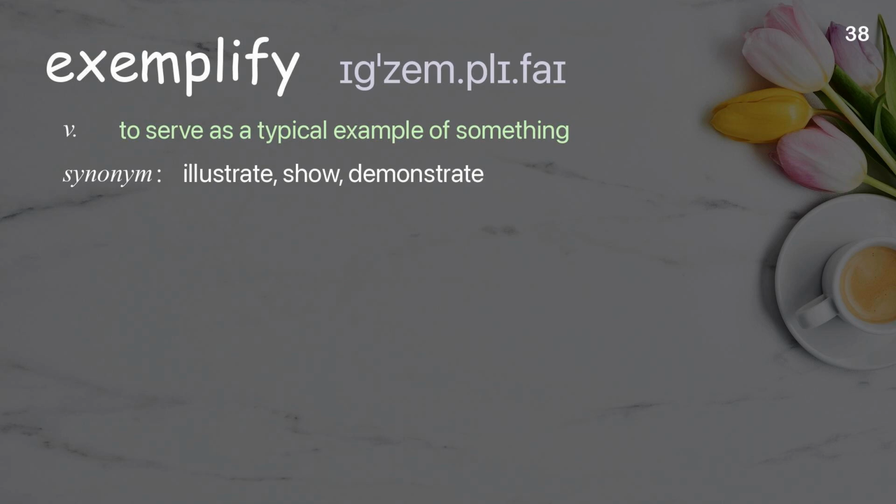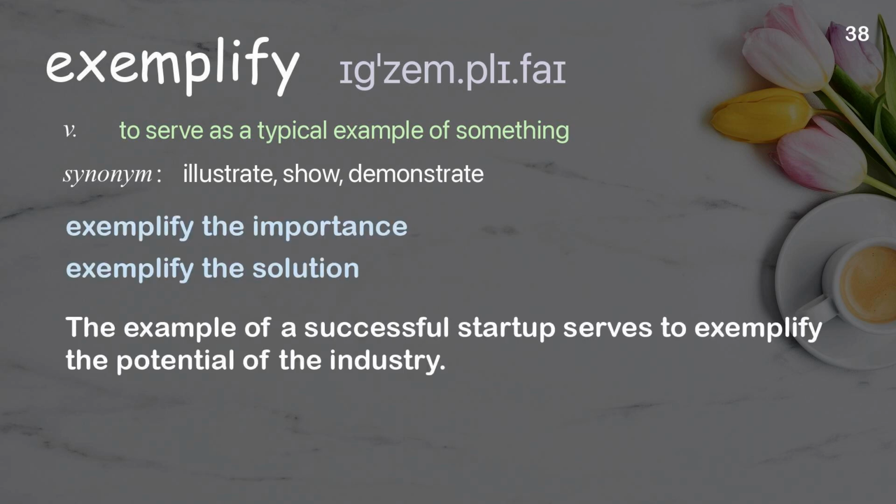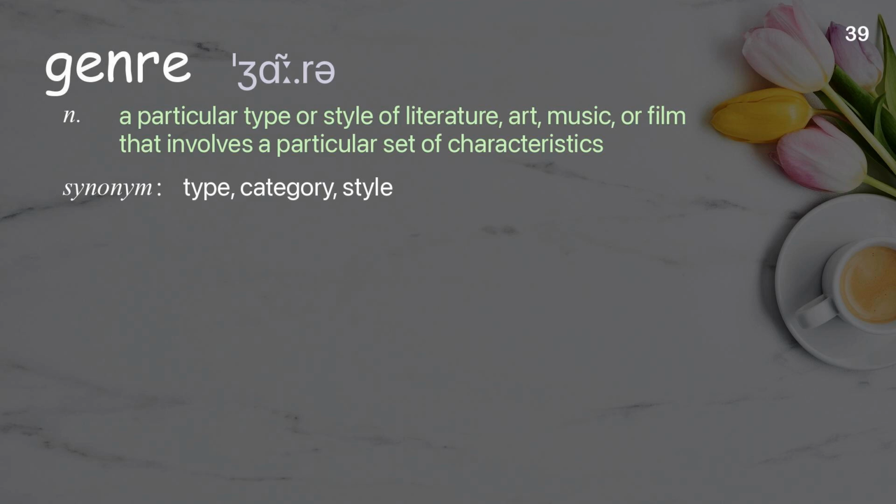Esoteric. Intended for or likely to be understood by only a small number of people with specialized knowledge or interest. Examples: an esoteric religion. Esoteric tone. The book's content was so esoteric only a select few scholars could fully understand it.